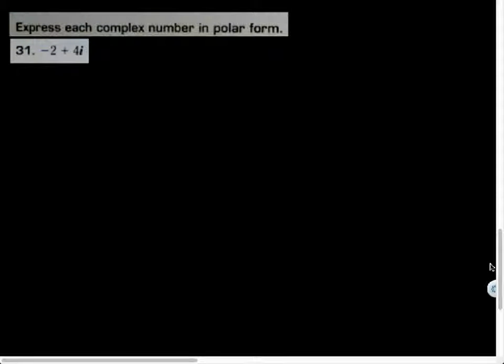Here we go. Express each complex number in polar form. Polar form. So in order to find that, I'm going to need to know what r is. r is the same as the modulus. So r is just going to equal the square root of a squared plus b squared. And I'm going to have to figure out what the amplitude or the argument is.